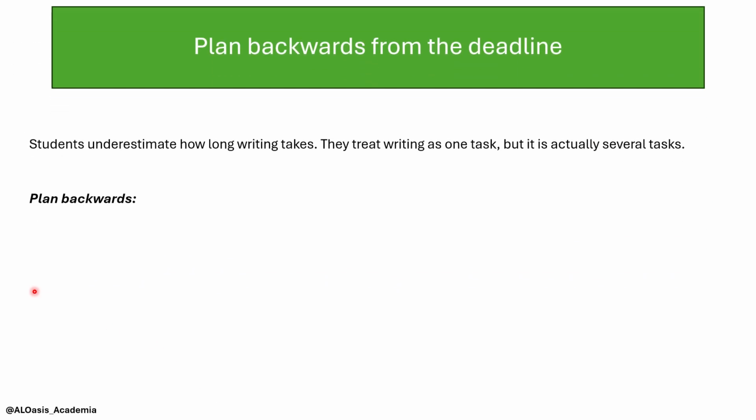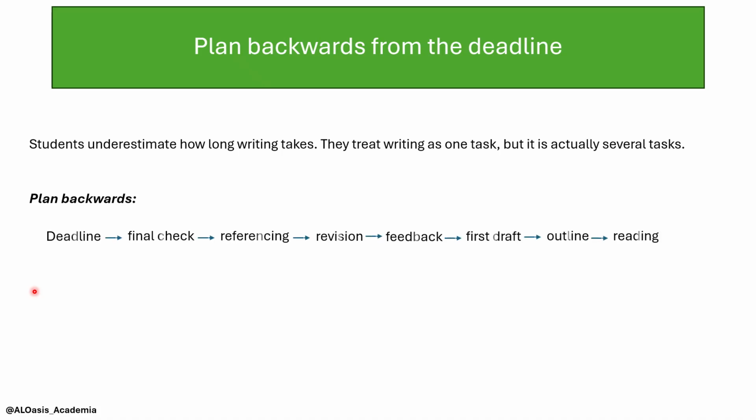The last skill that you can learn in today's lesson is planning backwards. Okay, and the benefit of that is that students usually underestimate how long writing could take. They treat writing as one task, but it's actually several tasks. As we mentioned through this video, we now know that writing is multiple tasks. It's not just one task. So instead of planning your writing and your timeline forward, you do it backward. Which means from the deadline, and you go backward until the first task you did, which is reading the papers.